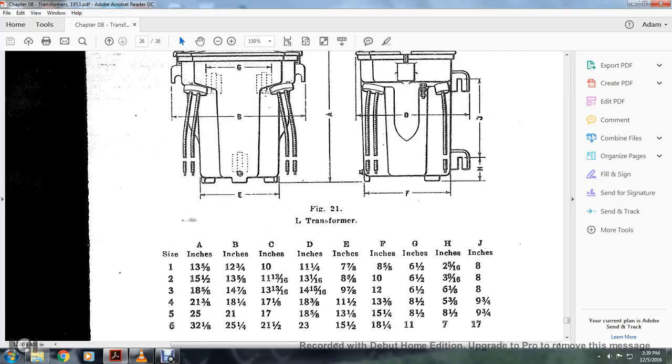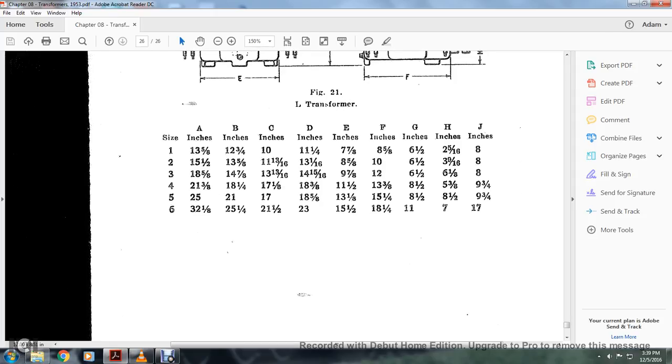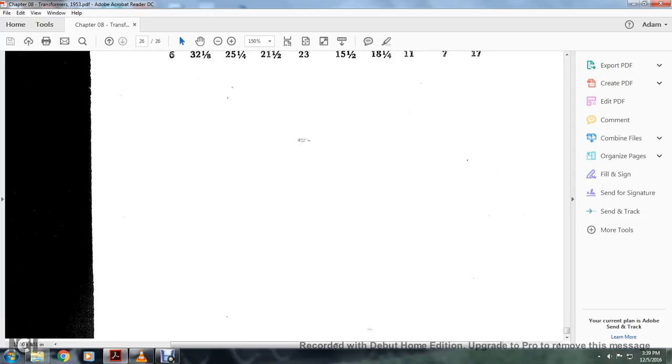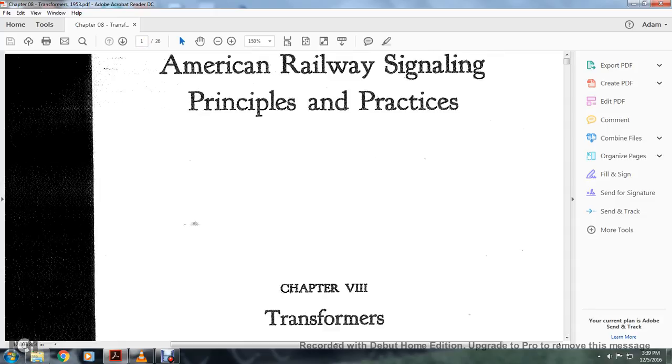Certain sizes in inches, A, B, C, D, and E, F, G, H. These are all the dimensions. There are 6 different sizes, and that concludes American Railway Signal Principles and Practice, Chapter 8, Transformers.